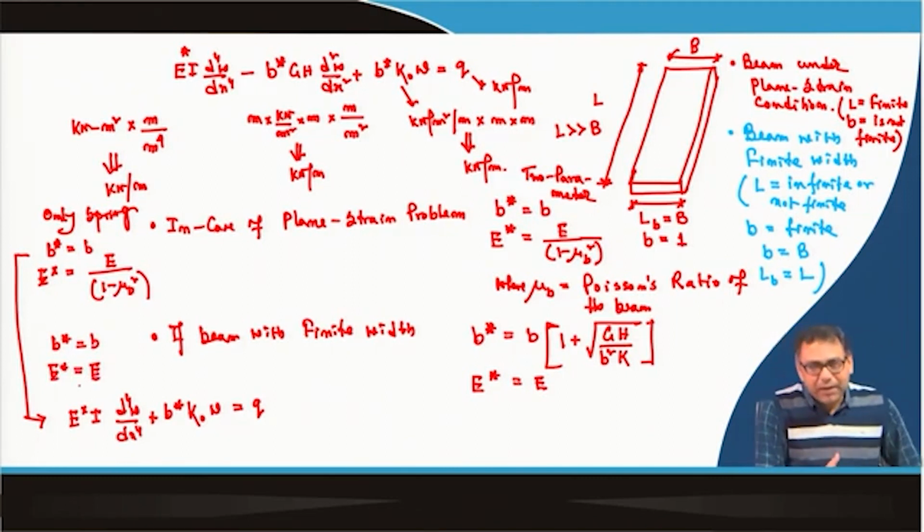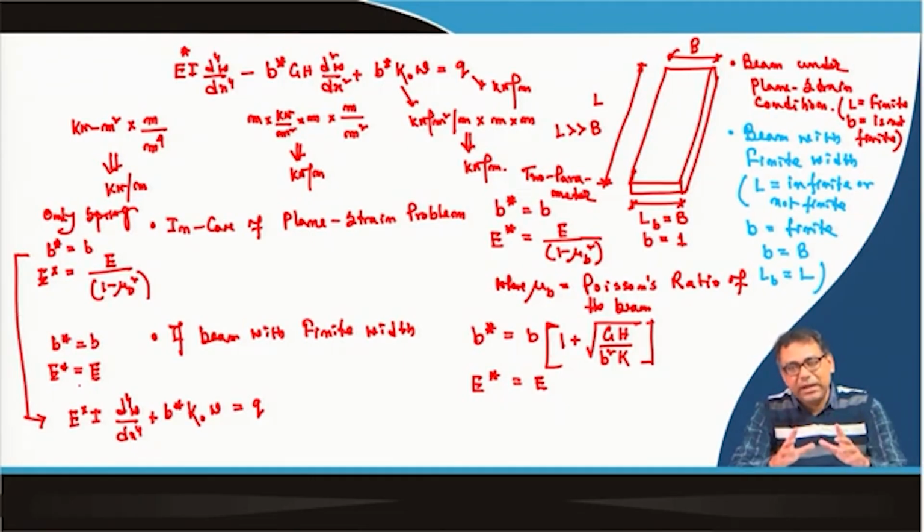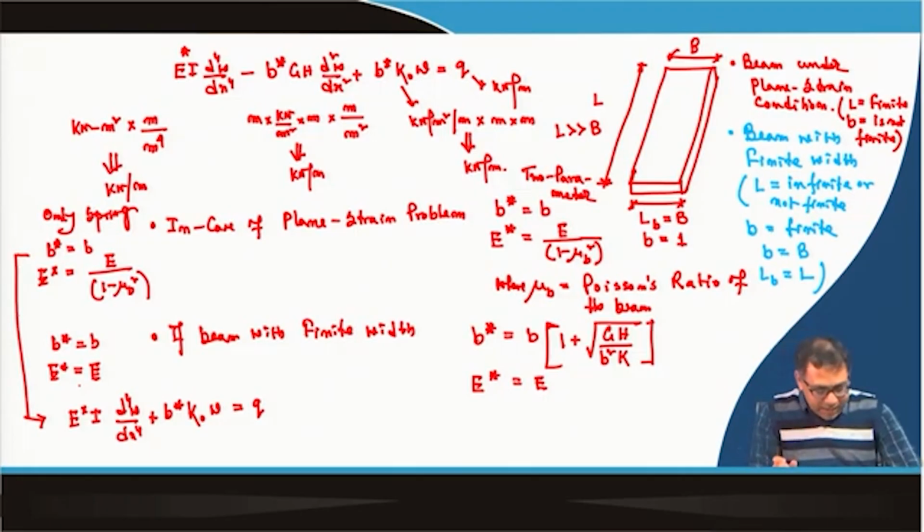So, all the problems that I have solved previously are for a beam resting on spring, and the beam has finite width. That is why I have written B star is always B and E star is always E. But there is another condition: you can analyze the beam under plane strain condition also. In such a case, if it is on spring, then B star will be B, but E star will change.